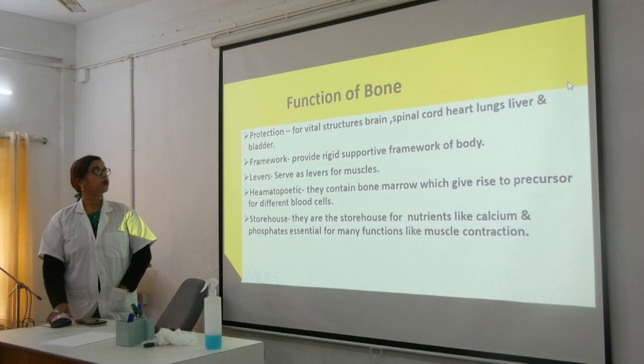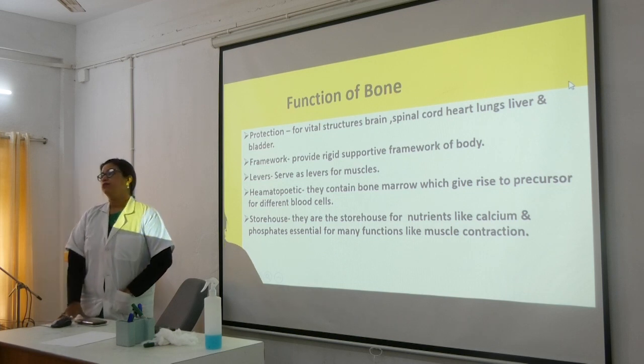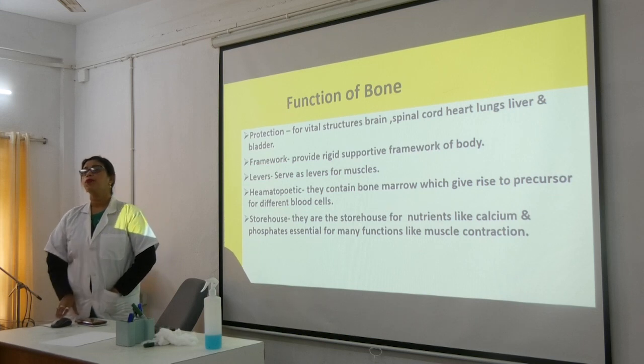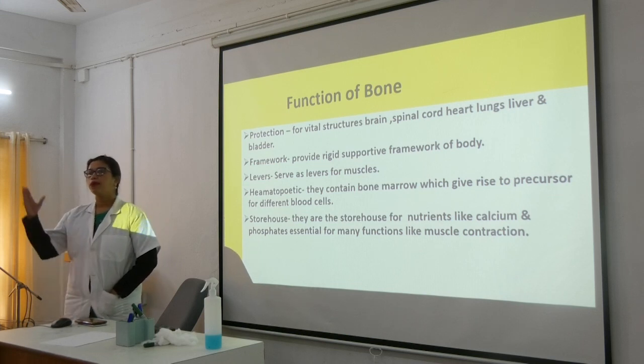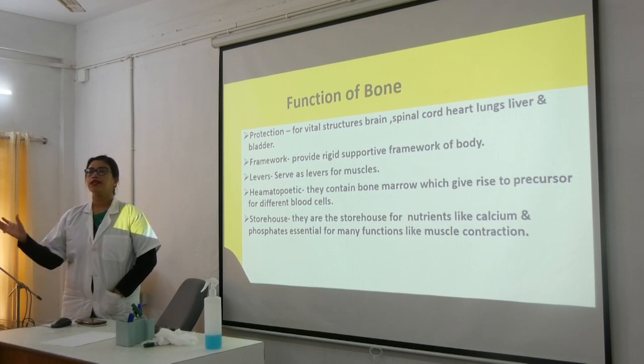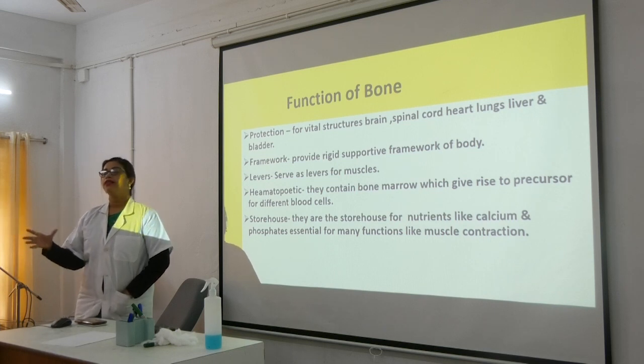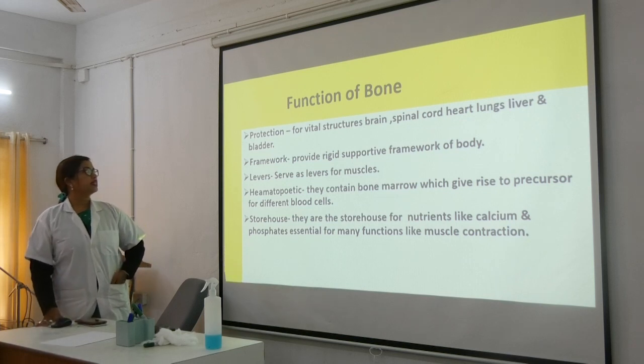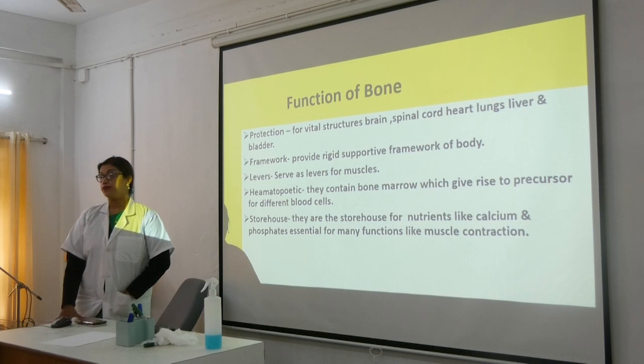Then what are the functions? This is mainly asked. Which are the functions of bone? First one is protection: protection of the brain and major viscera. In the rib cage you could see the heart and lungs, then there is the urinary bladder. So these are the structures that are protected, and also the liver.